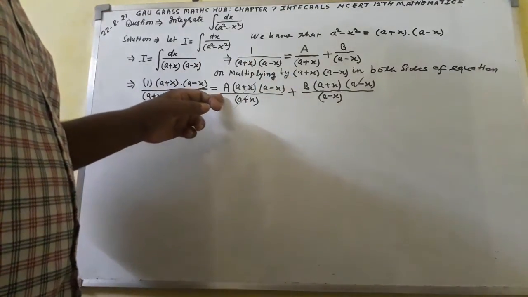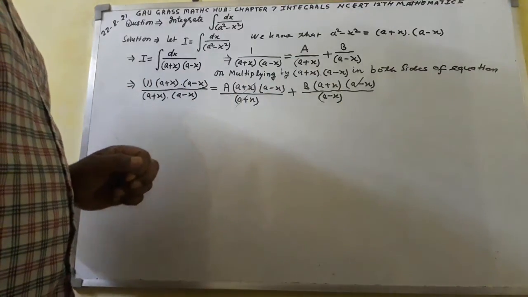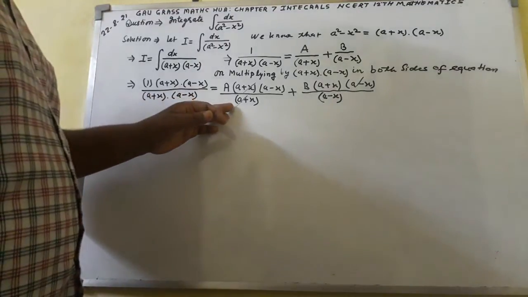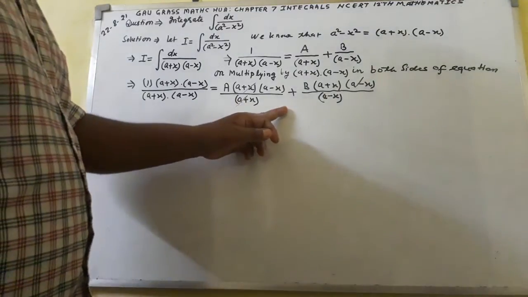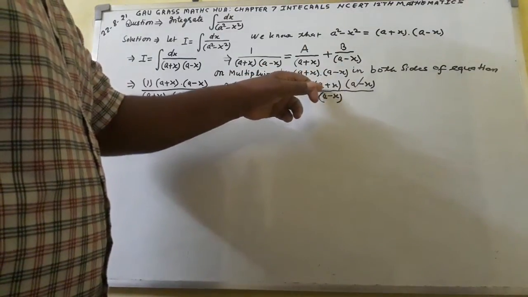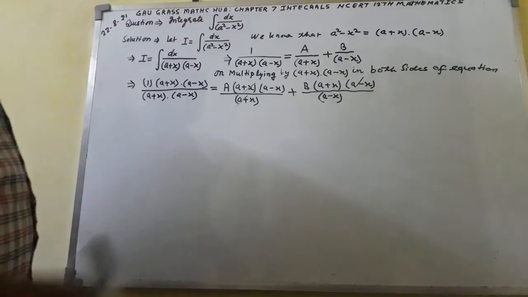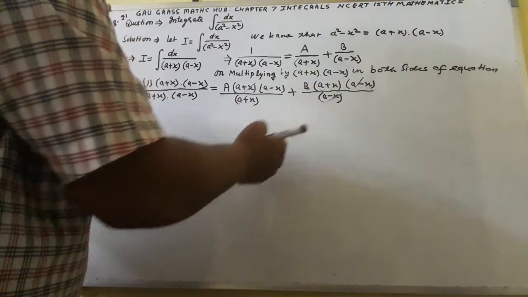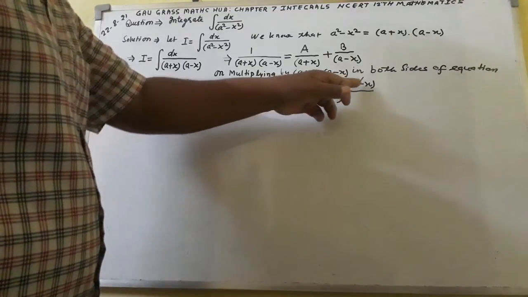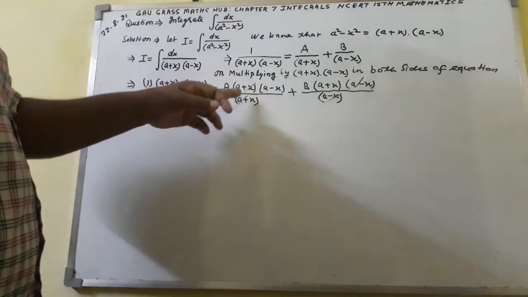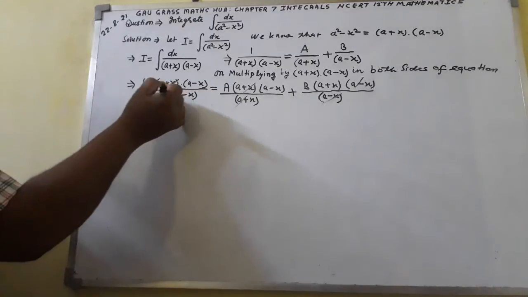Now here we multiply this term (a plus x)(a minus x) over this one. Now what to do? This term is also multiplying (a plus x)(a minus x), and in the denominator a minus x is there. So now what to do here? This one will be cancelled out. A minus x is there in the numerator and a minus x is there in the denominator, so a minus x will be cancelled out. Here a plus x will be cancelled out.